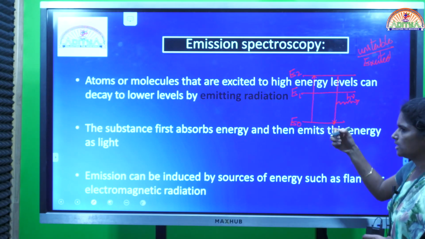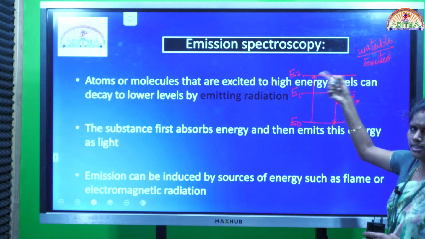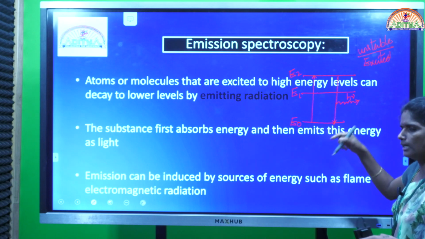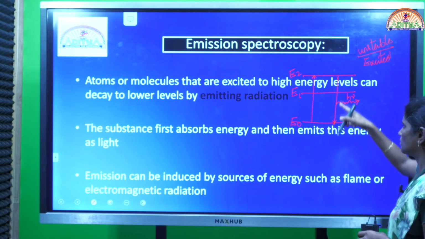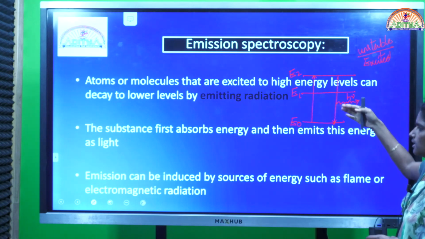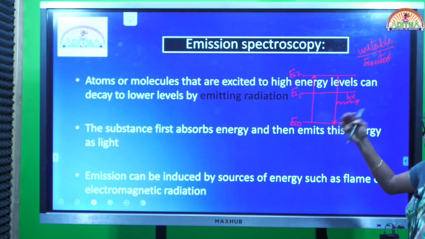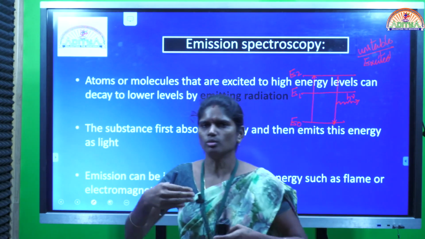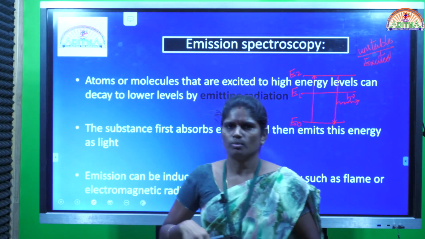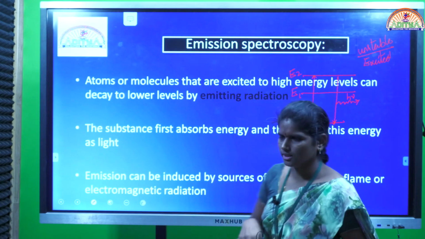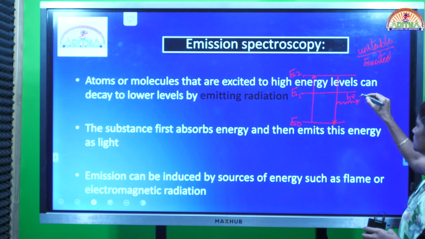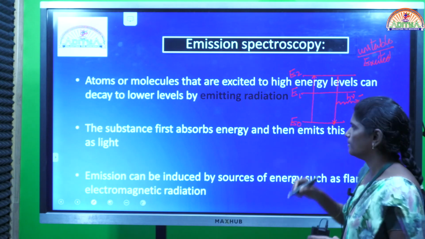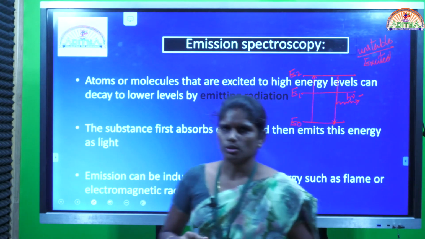Whatever energy it takes up for the excitation process, the same amount of energy or less than that amount will be released during relaxation. Relaxation is nothing but the transition of an electron from a higher electronic energy level to a lower electronic energy level, because the excited state is an unstable state. The energy emitted in the form of radiation will be measured by a suitable spectrometer.